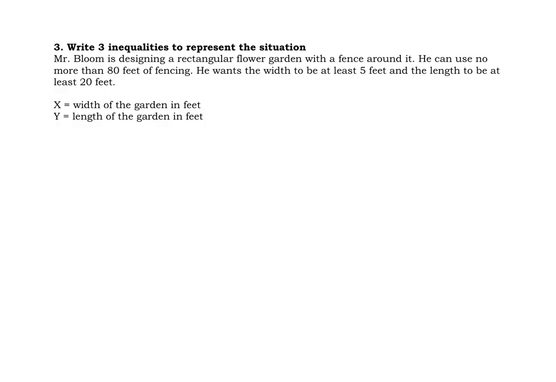Mr. Bloom is designing a rectangular garden with a fence around it. A fence around is implying perimeter. It's rectangular, so perimeter is 2 lengths plus 2 widths equals that perimeter. He can use no more than 80 feet of fencing. So 80 is the largest it can be.